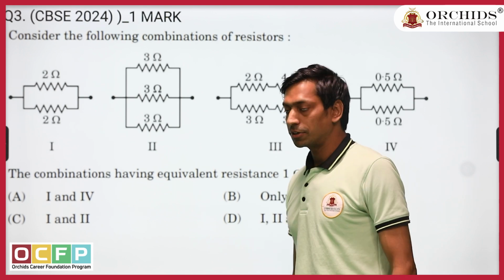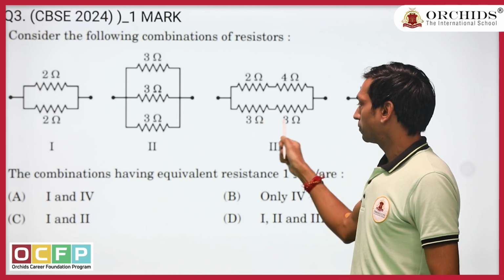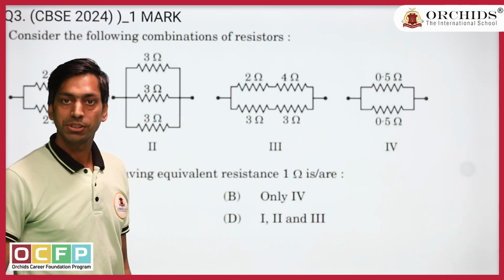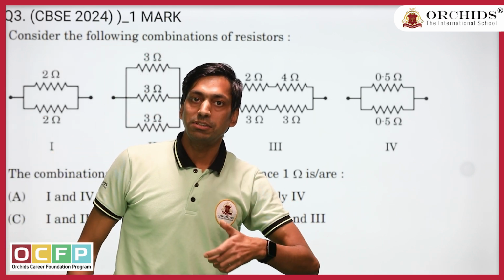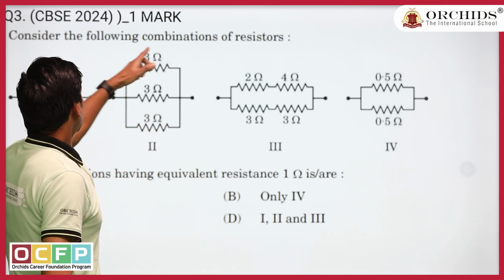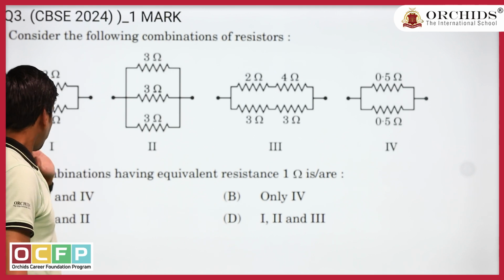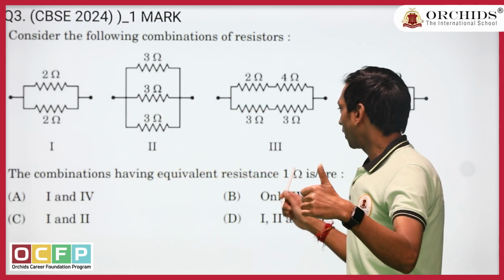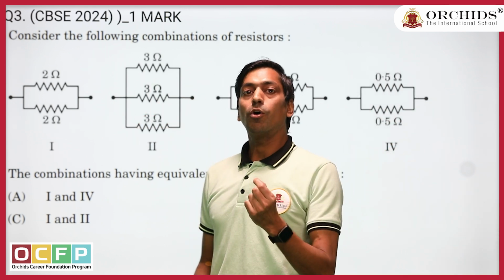Here you can see we are having different circuits. First is a parallel combination, this is a hybrid combination, and we are having another parallel combination. So in this question, we can use the previous concept which is discussed in the previous question. Consider the following combination of resistors. This question was asked in 2024. We have to find out the combination having the equivalent resistance 1 ohm. Of the 4 combinations, which combination will produce 1 ohm resistance.